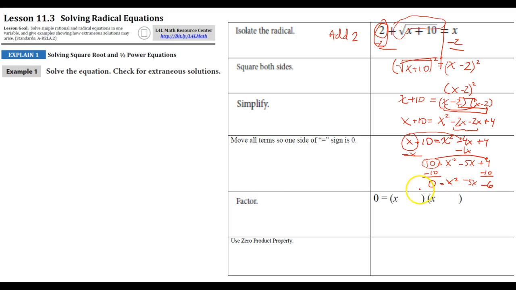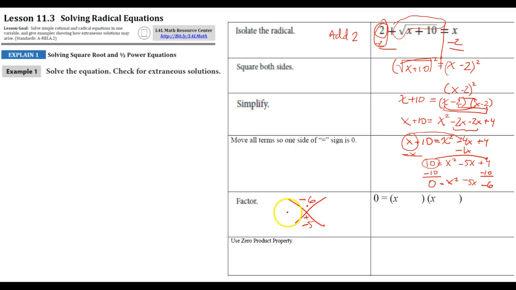We are going to factor. I know we said there wasn't going to be a lot of factoring, but we do want to factor this out. So think of two numbers that multiply to get you negative 6, but add or combine to get you negative 5. So write out all your factors for negative 6 and see which ones work. Pause here, try that out.